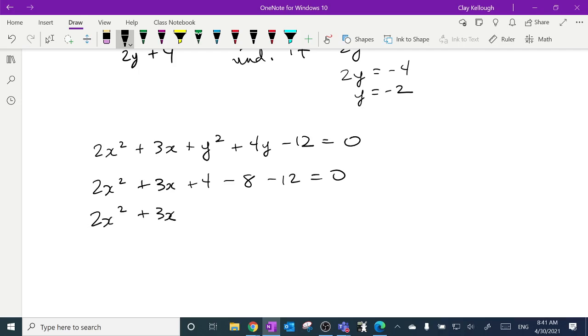People who hate factoring are going, that ain't luck. I'd rather use quadratics. Okay, fine. If you want to use quadratics, go ahead. Negative 8 minus 12 is negative 20. Negative 20 plus 4 is negative 16.